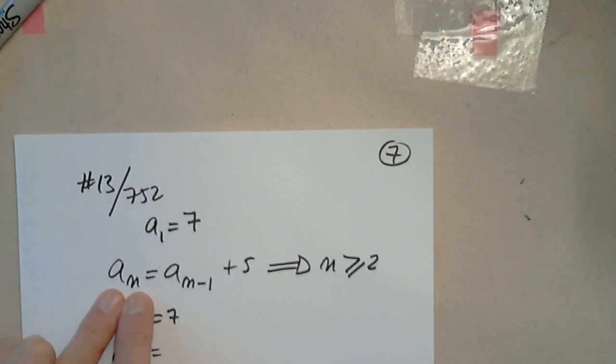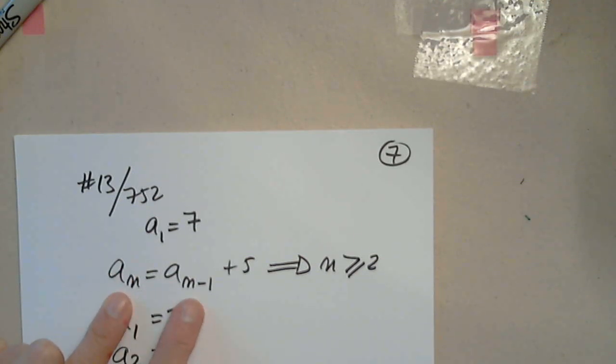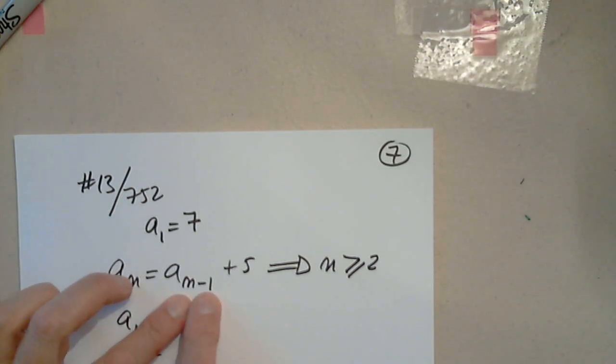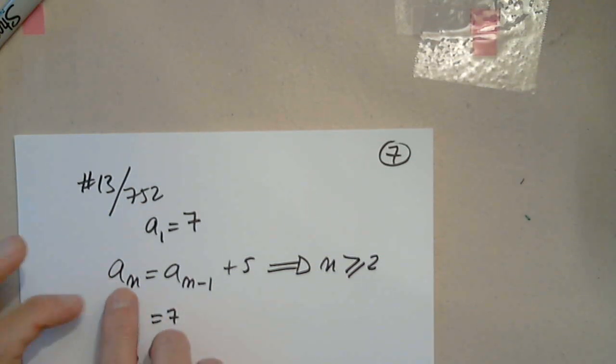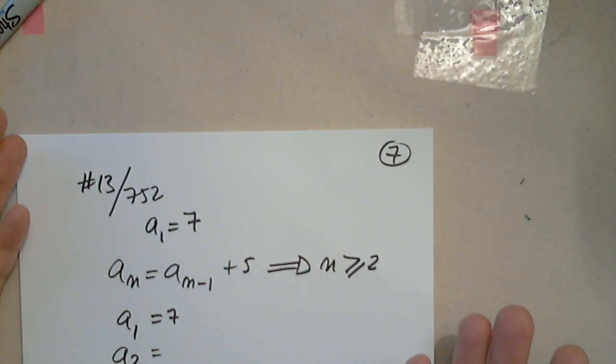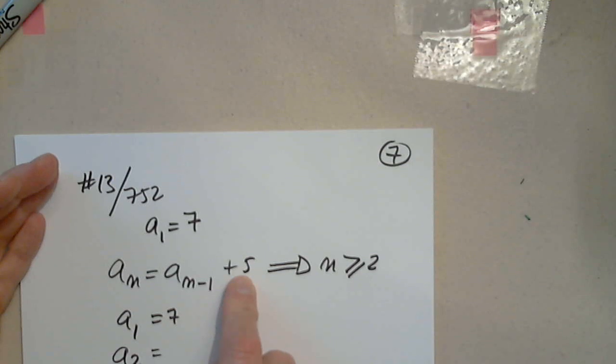If you're looking for a sub 7, the 7th term of a sequence, it depends on the previous one. Because if n is 7, then this is 6. So a sub 7 equals a sub 6 plus 5. So I cannot determine a sub 7 if I don't have a sub 6. I cannot determine a sub 10 if I don't have a sub 9. So every term depends on the previous one. How? The previous one plus 5.